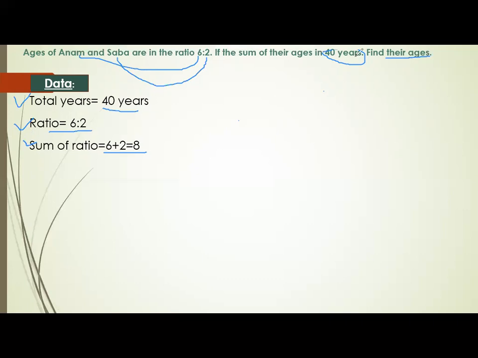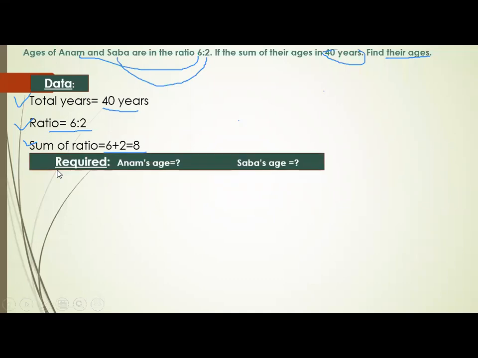What about the required? What is required? Here Anam's age is required and Saba's age is required. Okay, student, what is required here? Anam's age and Saba's age.